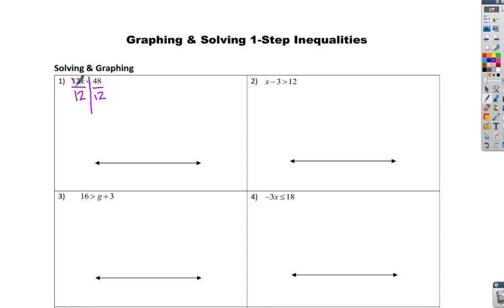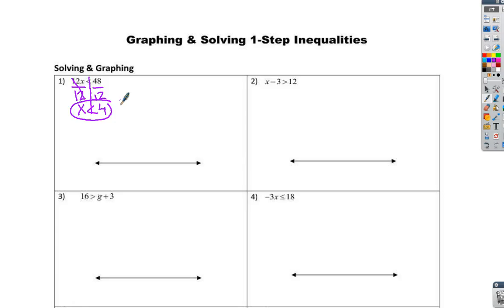Cross out what we used, bring down what we have left, so we have x is less than 48 divided by 12, and 48 divided by 12 is 4. So we have x is less than 4.